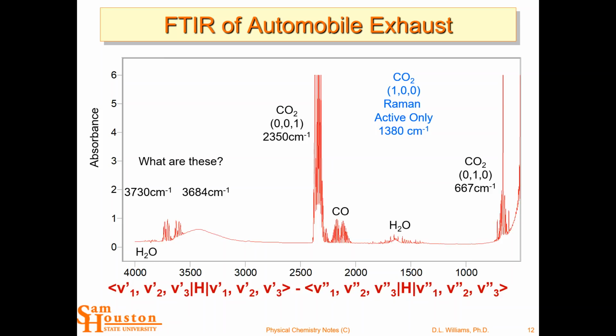Now, notice this notation, 0, 1, 0, and 1, 0, 0, and 0, 0, 1. This x-axis is wave numbers, and that is the difference in the energy equations. This is the Schrodinger equation. You recognize that. And forgive me, but this is history here. The double primes are the lower states, and the primes are the upper states. It seems totally backwards.